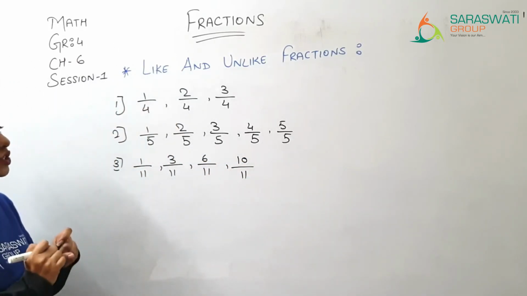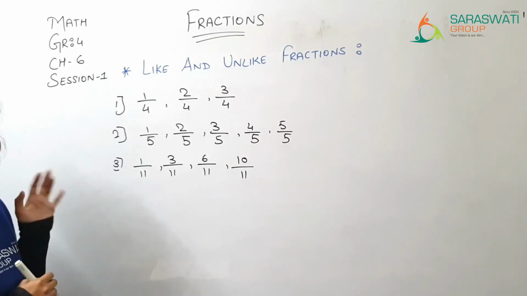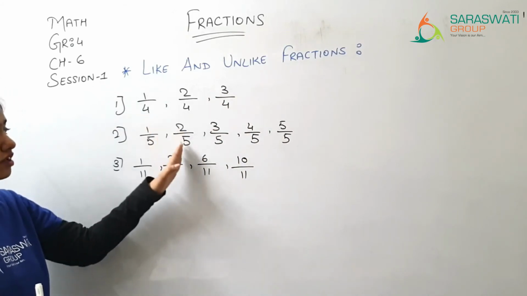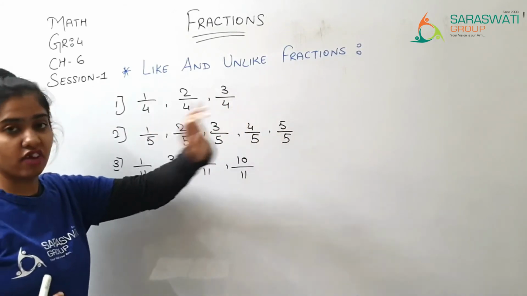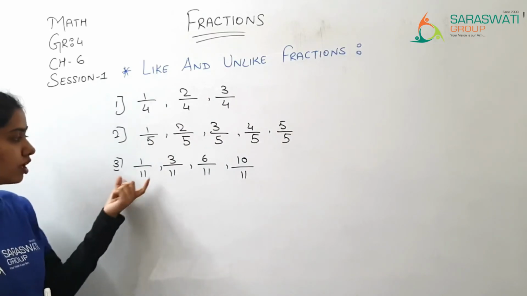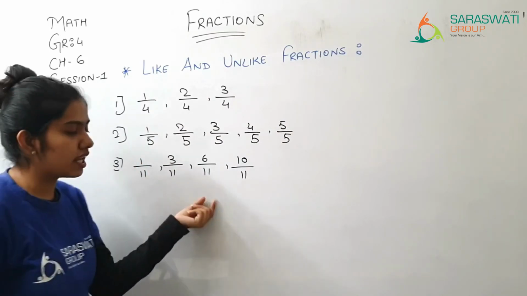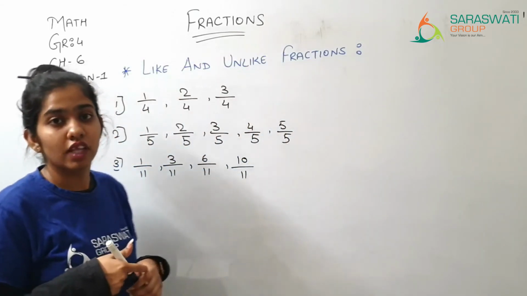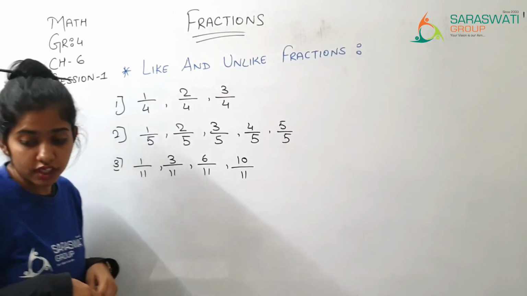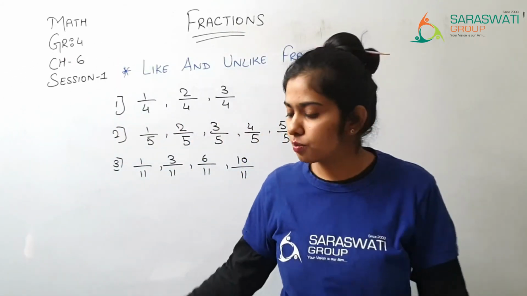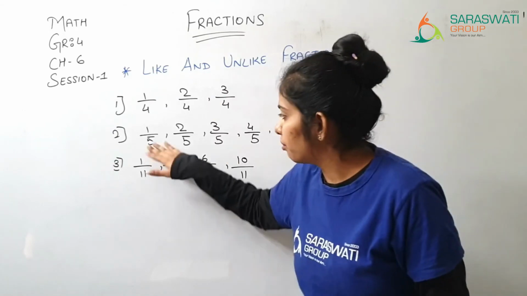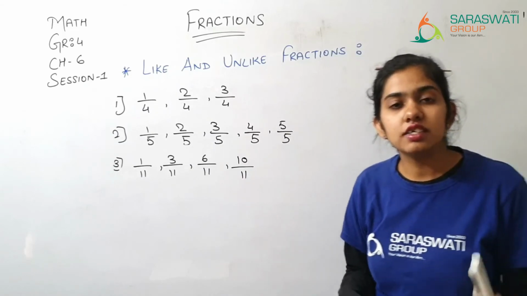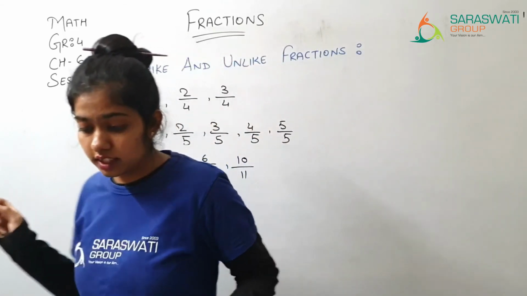Okay, so now students just observe over here. What do you observe over here? Here 1 by 4, 2 by 4, 3 by 4. 1 by 5, 2 by 5, 3 by 5, 4 by 5 and 5 by 5. Now over here 1 by 11, 3 by 11, 6 by 11 and 10 by 11. Right? So what do you observe? Yes. You can observe the denominator of the fractions in each group is the same. કે આ બધા ગ્રુપમાં તમે જોવો તો ડિનોમિનેટર છે એ સેમ છે, ડિનોમિનેટર ચેન્જ થતા નથી, right?